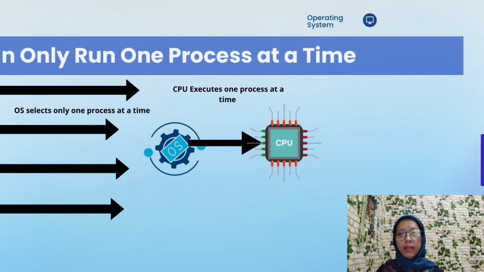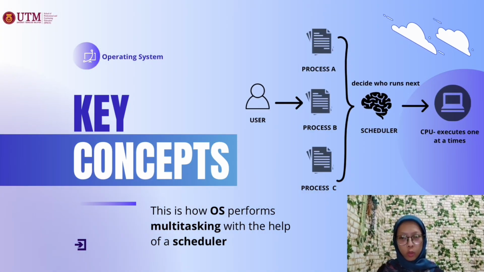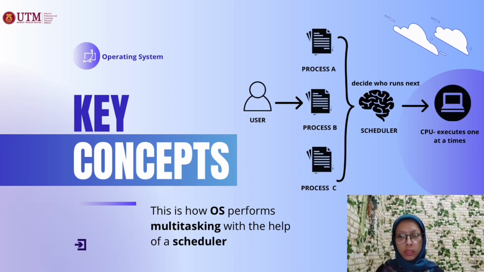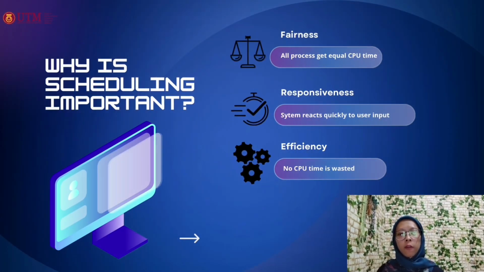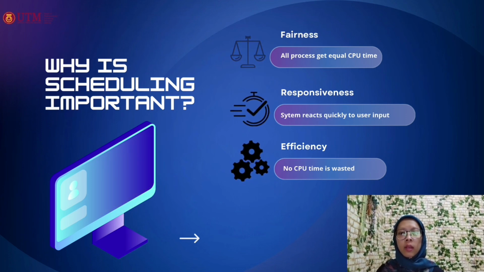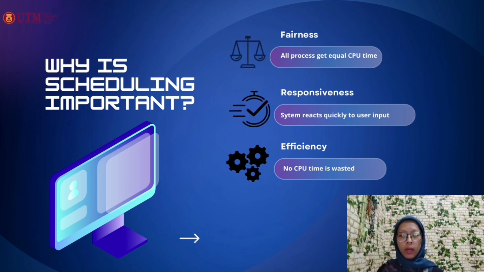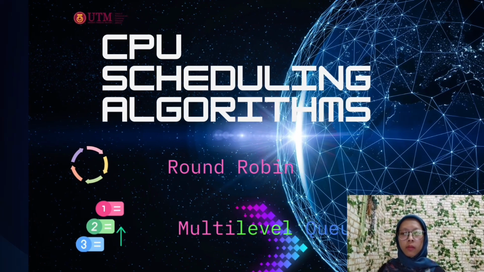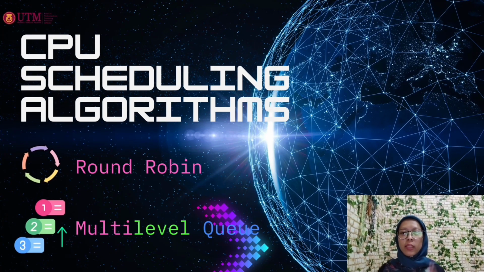The component that handles this task is called the scheduler. Its job is to decide which process runs next on the CPU. To make this decision, the OS uses scheduling algorithms, which help ensure fairness, responsiveness, and efficiency. Without proper scheduling, the system could freeze, slow down, or crash. In this project, we will focus on two key scheduling algorithms. First, round robin, and second, multilevel queue.